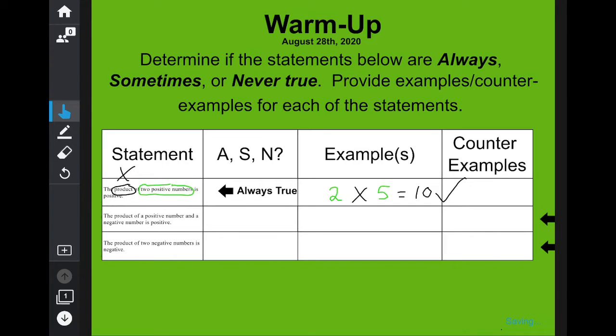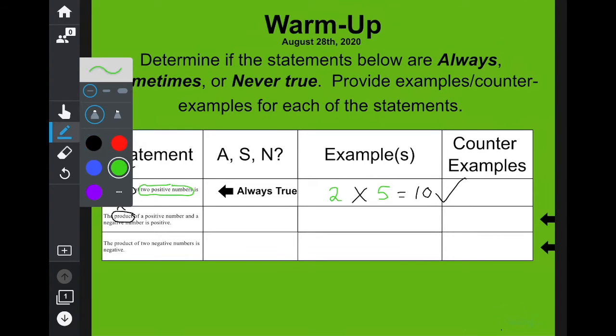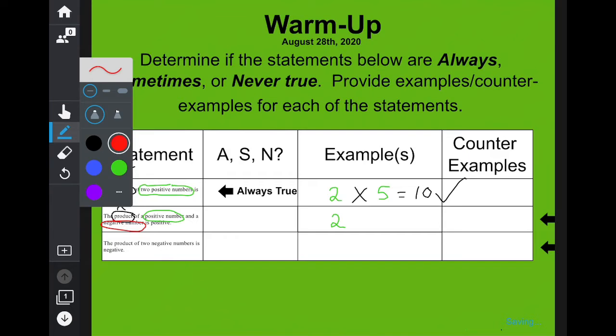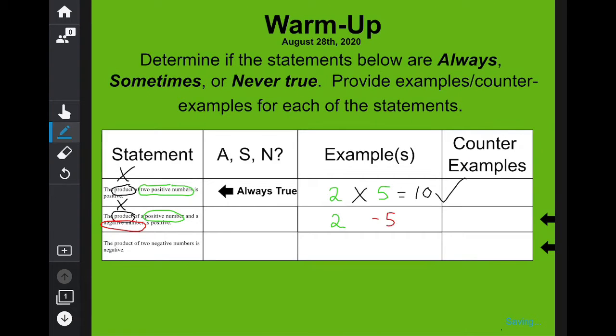The second statement says the product, here we go again with product. Let me go ahead and circle that, and I'm going to put a multiplying sign. Of a positive number, I'm going to circle that in green, and a negative number, I'm going to circle that in red to represent negative, is positive. Well, let's see. I need to choose a positive number. I'm going to choose 2, and I need to choose a negative number. I'm going to choose negative 5 this time.